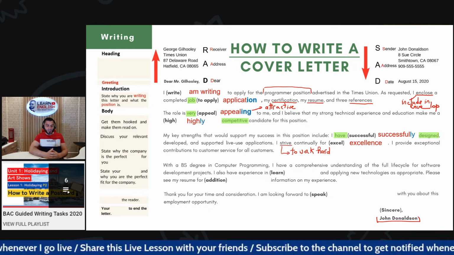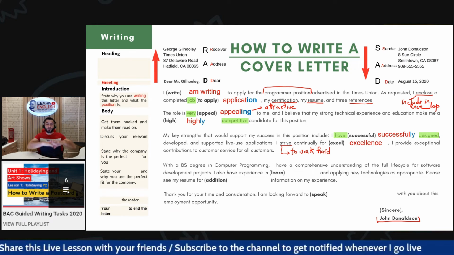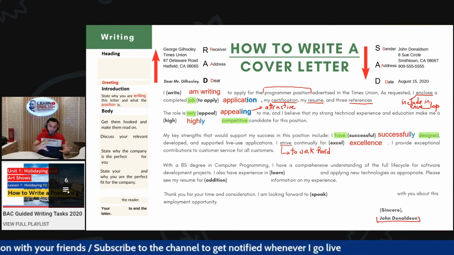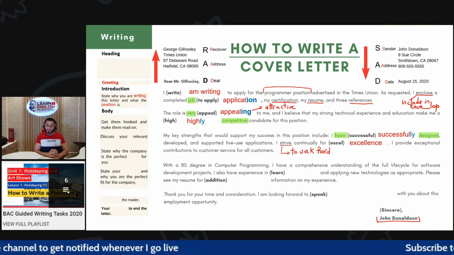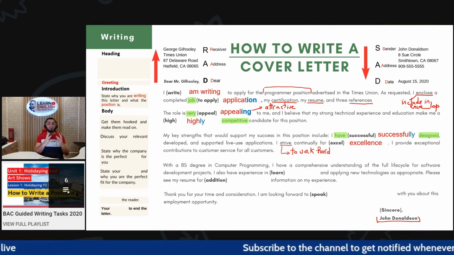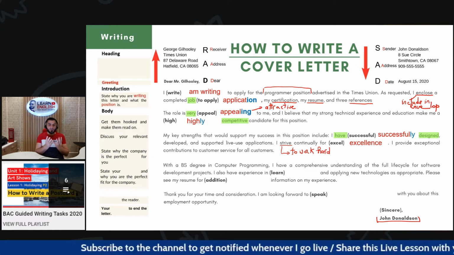With the BS degree in computer programming, I have a comprehensive understanding of the full life cycle for software development projects. Comprehensive here means something that is complete.